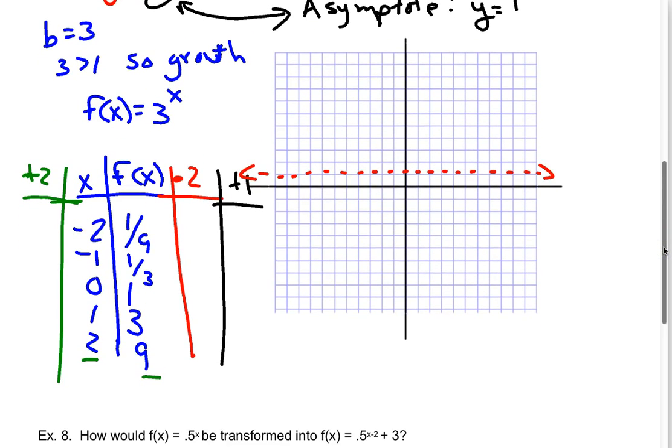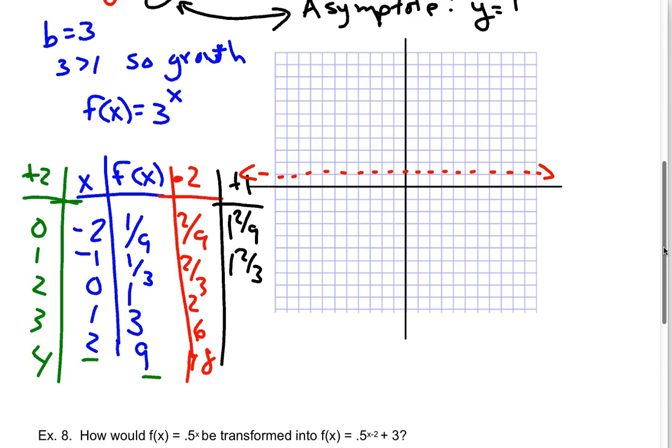Okay, I'm going to go ahead and fill in my chart here. If I add 2, I get 0, 1, 2, 3, 4. Multiply by 2. 2 ninths, 2 thirds, 2, 6, 18. Okay? Add 1. Well, that's 1 and 2 ninths. That's 1 and 2 thirds. 2 plus 1 is 3. 6 plus 1 is 7. 18 plus 1 is 19.